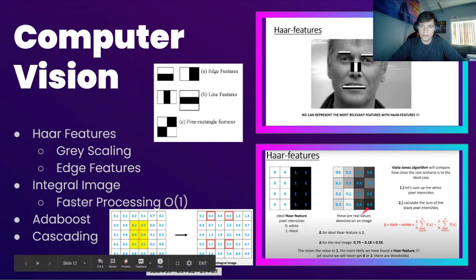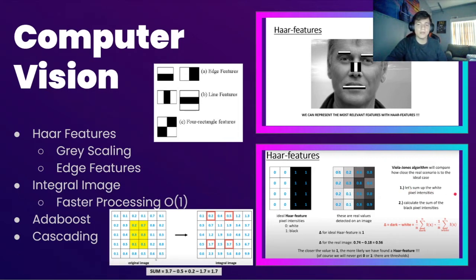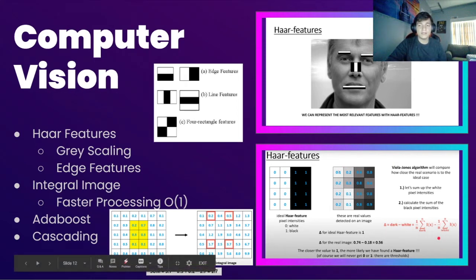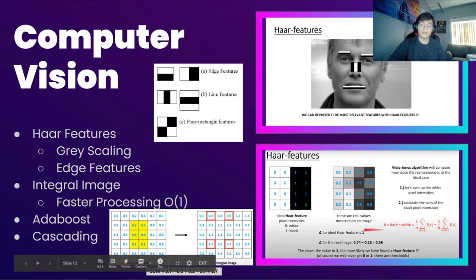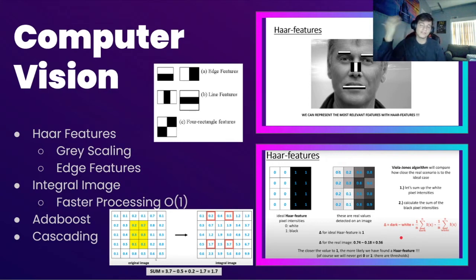So what you're doing basically is you're going to sum up the white pixels, and you're also going to sum up all the black pixels. You're going to take the average of those, and then subtract. Depending on whatever value you get, if it's closer to 1, then it's more ideally going to be a feature that's correctly classified. If it's a little bit less, then it's less likely that that feature is something that we're interested in, in which case we would just discard it.